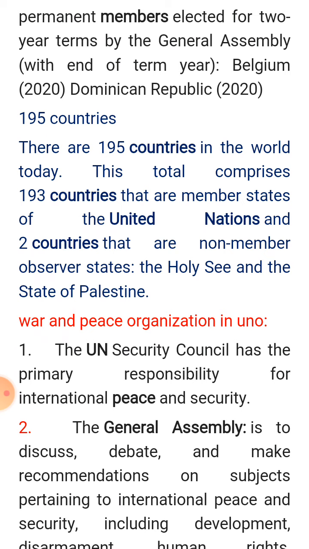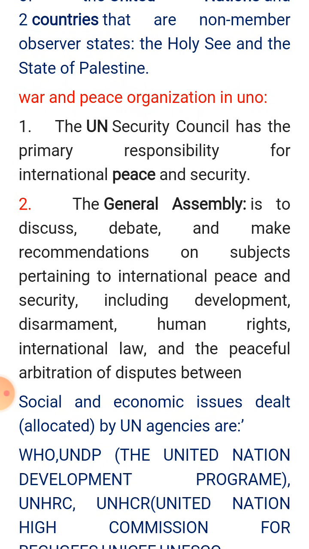In today's scenario, how many countries are there? There are 195 countries in the world today. This total comprises 193 that are member states of the United Nations. It means there are 195, but 193 countries are part of the United Nations, meaning they have signed the United Nations Charter. Right?